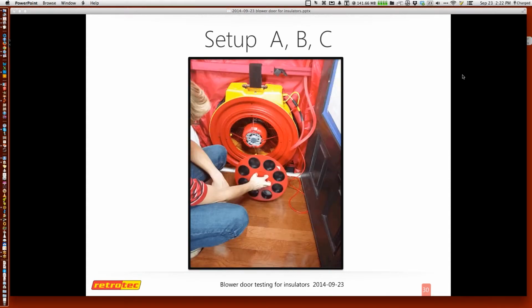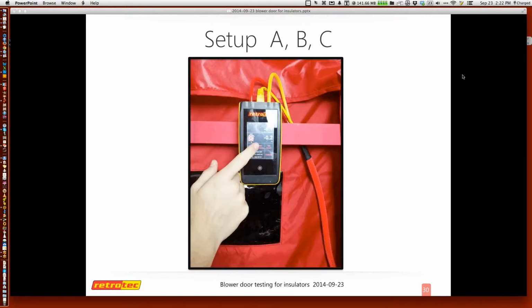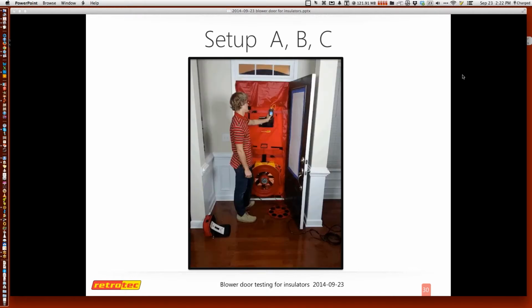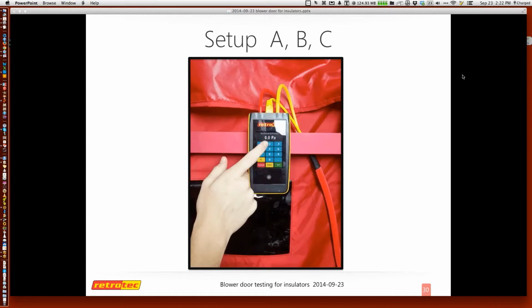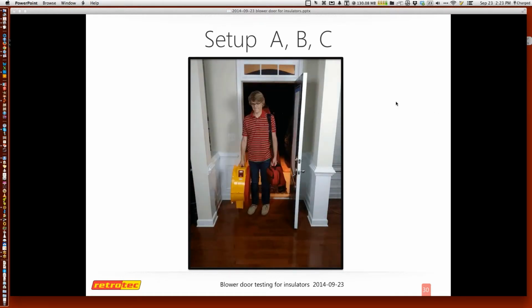I uncover the fan. These are the different ranges that the fan has. I can actually start by checking 25 pascals. Is something I preach and do. Check the house, make sure there's no issues. And now I can actually go to 50 and get my test, and it starts all over again.